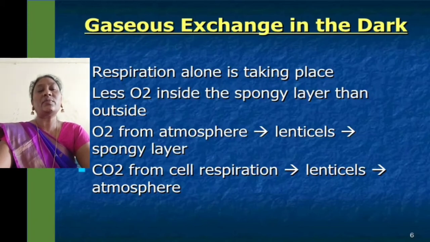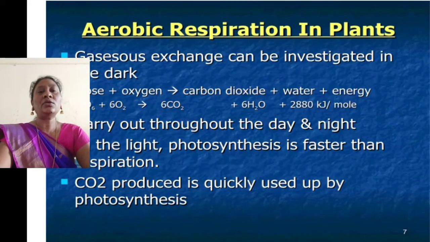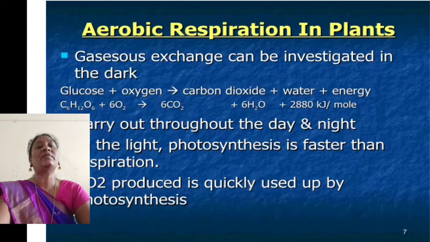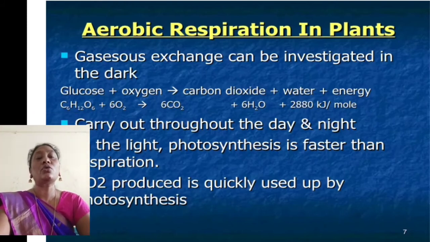Carbon dioxide from the cell respiration goes through the lenticels to the atmosphere. They reach the atmosphere. So in plants also we can see aerobic respiration. Gaseous exchange can be investigated in the dark. So here, glucose combines with the oxygen and gives rise to carbon dioxide and water and energy.